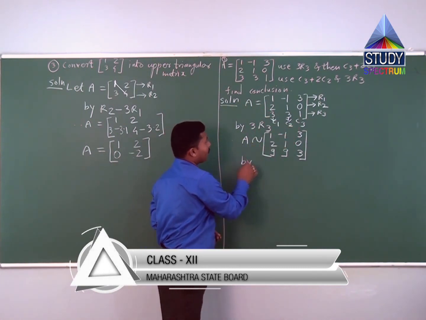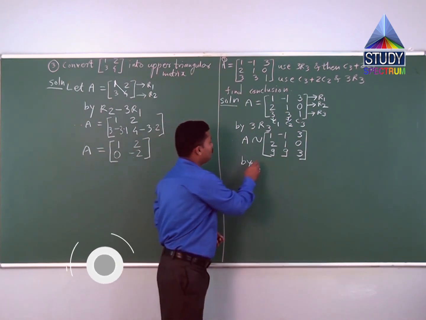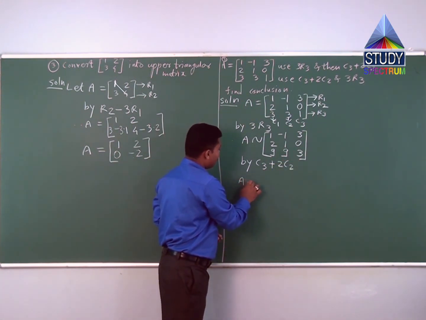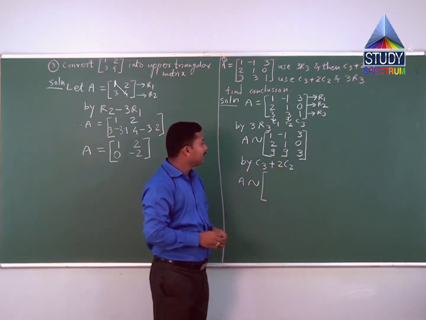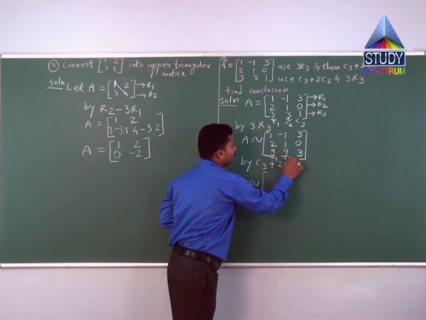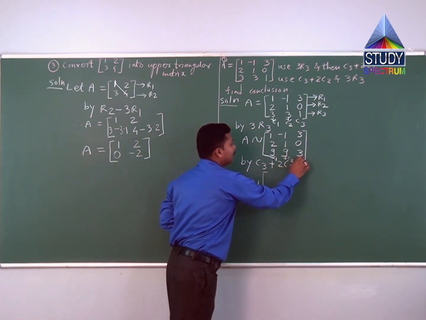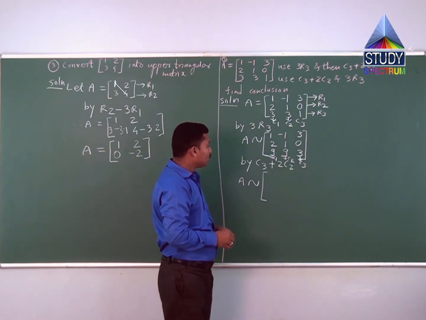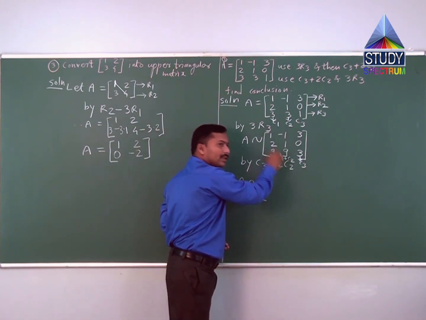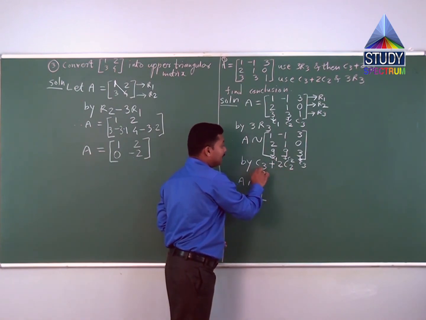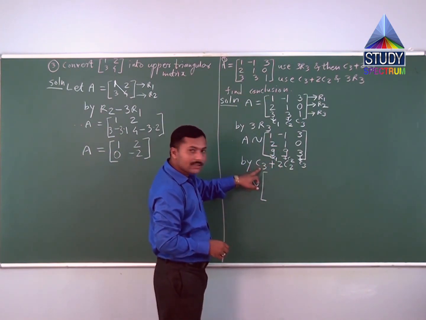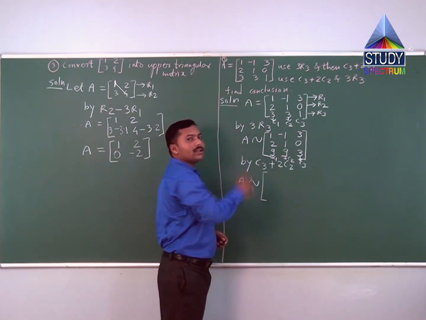So by C3 plus 2C2, what do we get? A is equivalent to, this is the first column C1, this is the second column C2, and this is the third column C3. So C3 plus 2C2 means you have to multiply the second column C2 by 2 and add this whole column to C3, the third column. So the first two columns remain as they are, only a change in the third column, C3.